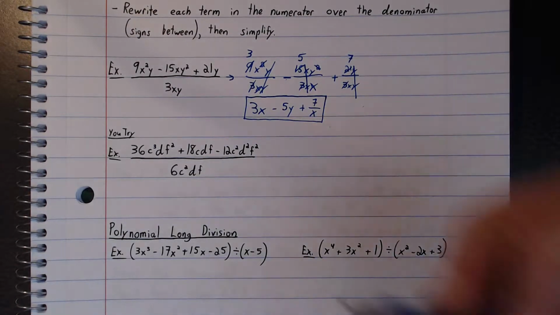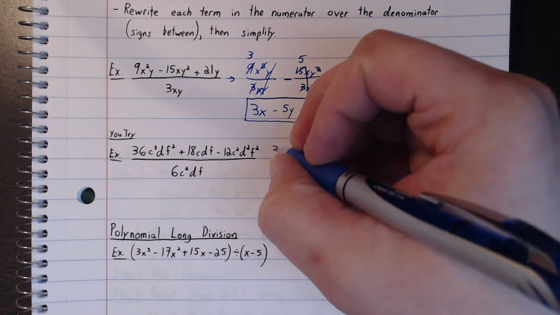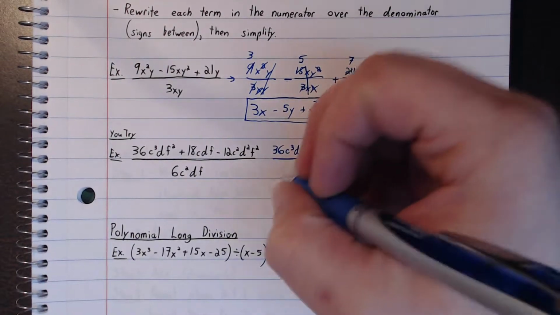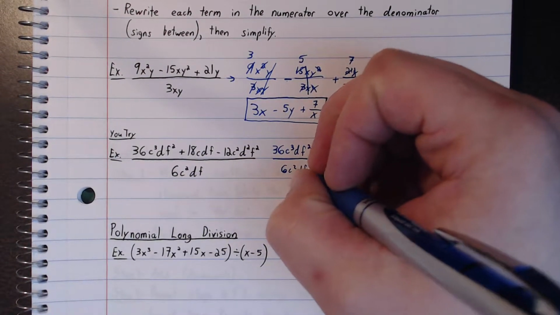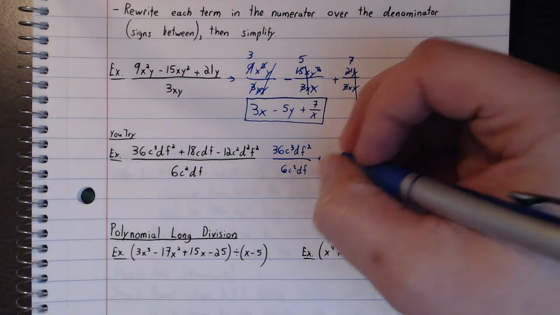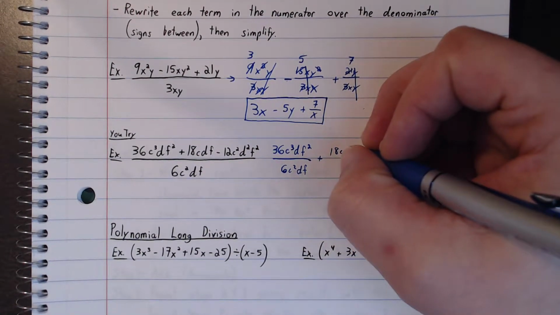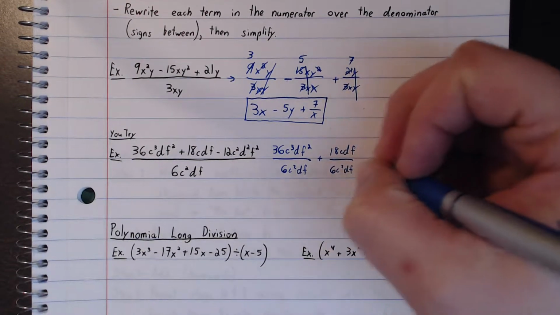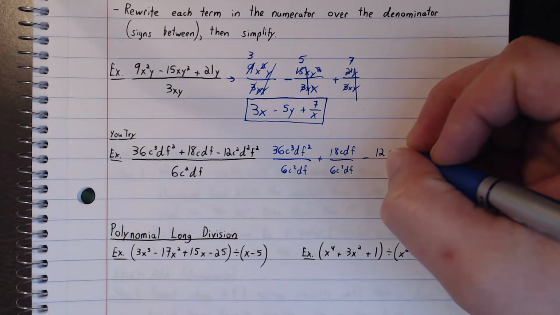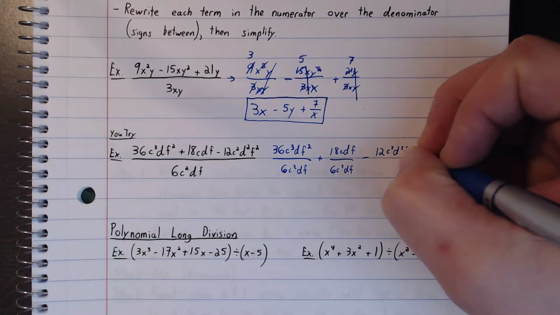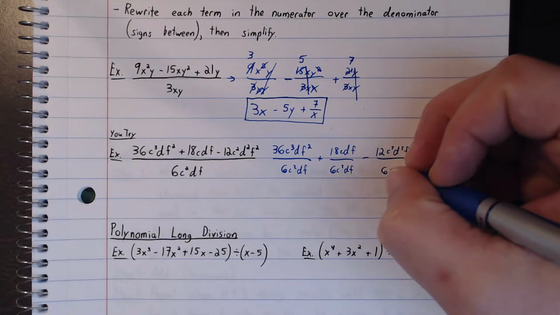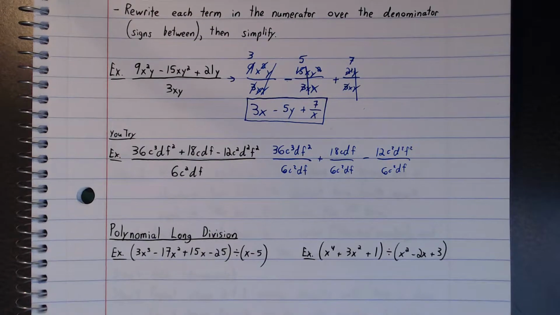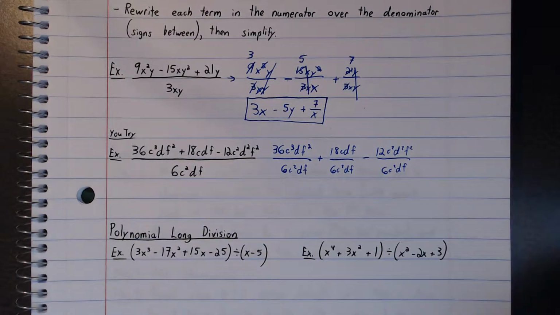Alright, let's check out how you did with this. We're going to start by rewriting each term. So that's my first term with the signs in the middle. So here we have 18c df over 6c squared df. Last, minus 12c squared d squared f squared.